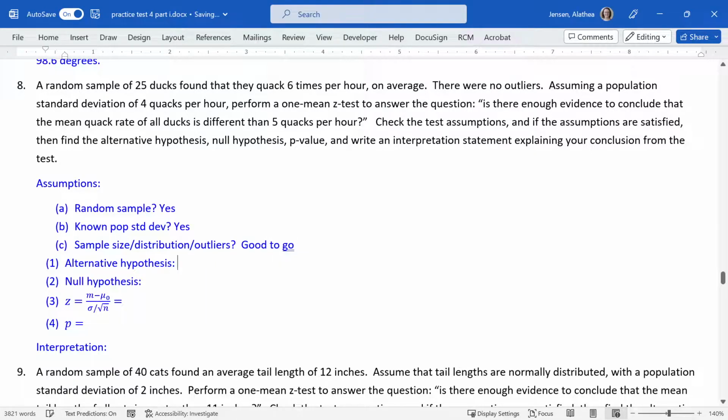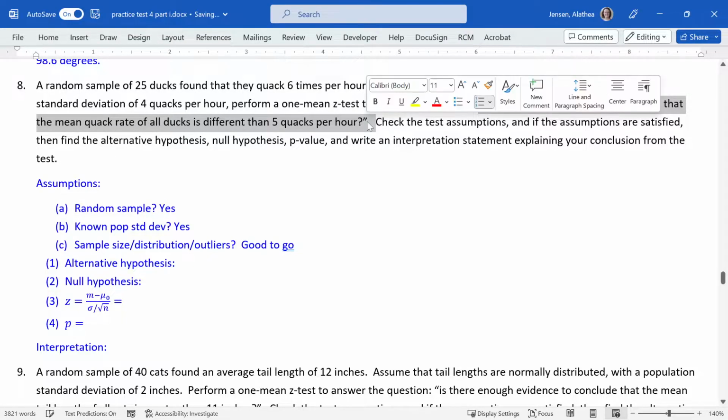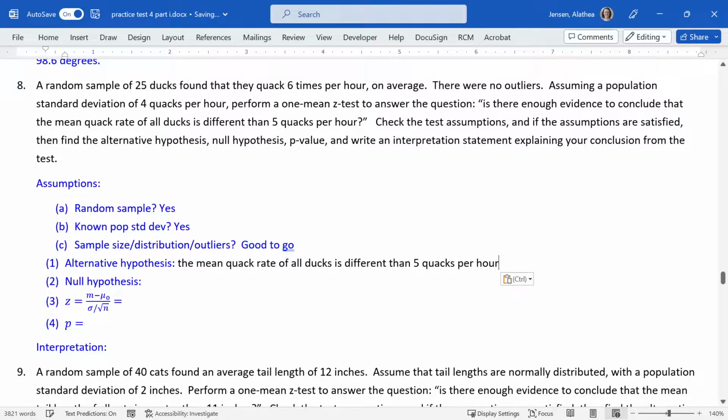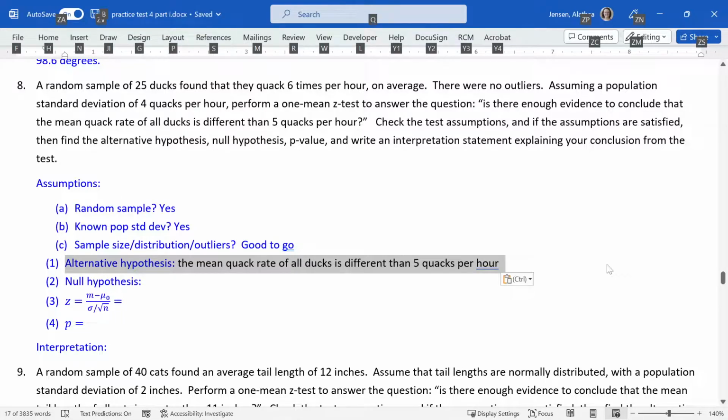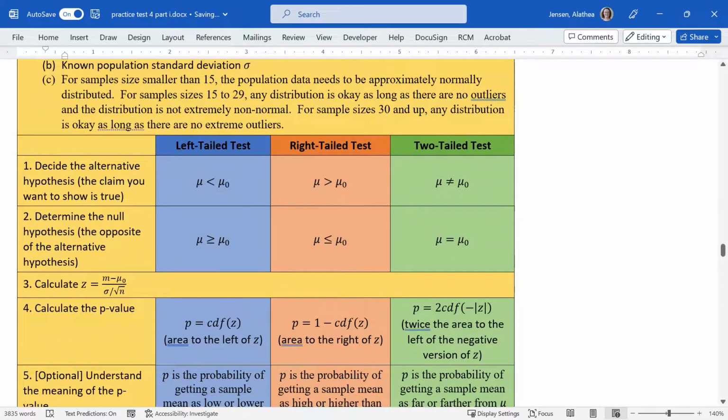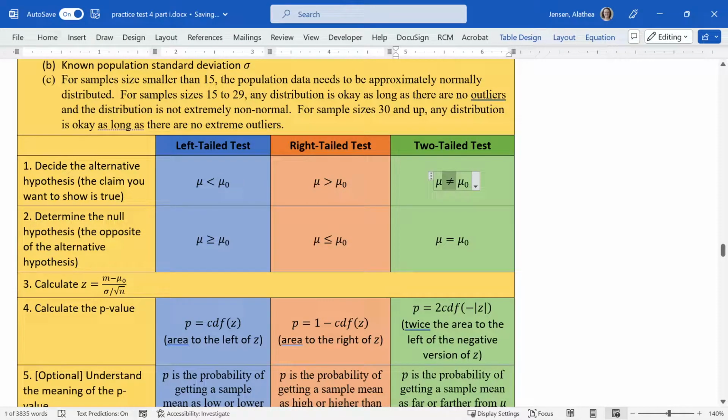All right, so now for the alternative hypothesis, I'm just going to take that from this question right here. Is there enough evidence to conclude that, and then whatever comes after is the alternative hypothesis. Okay, so there it is. The mean quack rate of all ducks is different than 5 quacks per hour. So now in terms of the symbols and which of these situations we're in, is it a left, a right, or a two-tailed? Different means not equal. So we are in the two-tailed test situation.